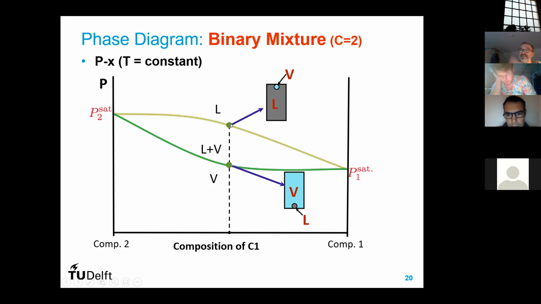And then the idea is, if I have my current pressure, if I'm here, I will be in vapor. If I'm here, I will be in liquid. If I'm here, I will be in two phase. That's the main idea of these computations.